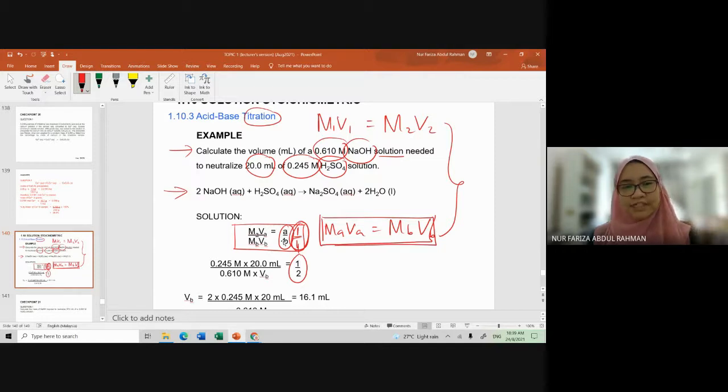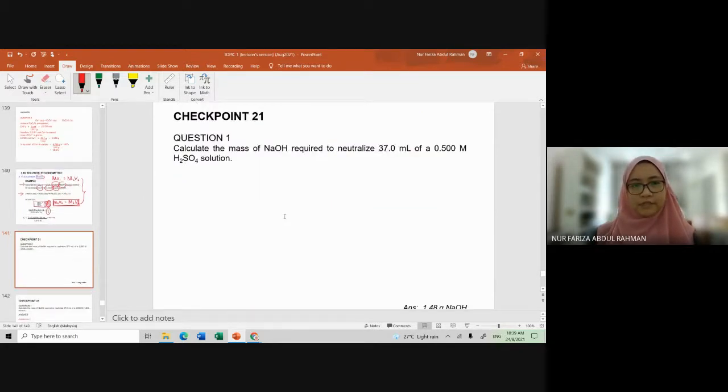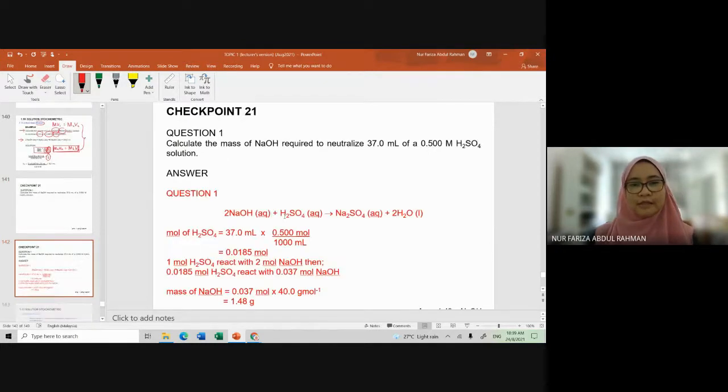So conventionally we use the 1 mole of this reacts with 1 mole of that. So dimensional analysis can also be used. Okay. Right, so we have a checkpoint for that also. Okay.